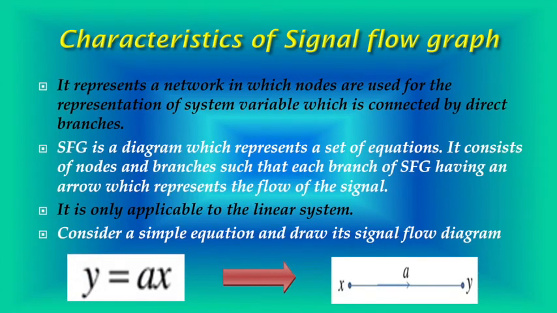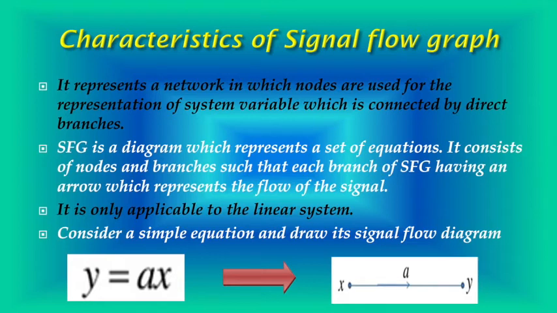Block diagram reduction is an excellent method for determining the transfer function of a control system. However, in a complicated system, it is a very difficult and time-consuming process. That is why an alternate, simple method was developed by S. J. Mason, which is known as signal flow graph. This method is very simple and does not require any reduction technique.